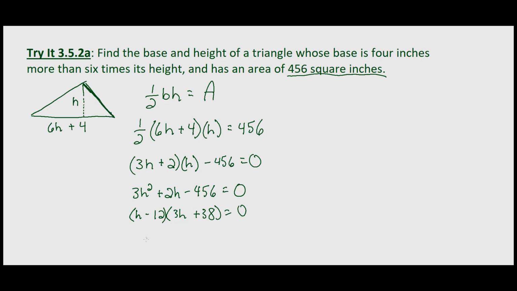So then this is going to give us h equals 12, or h equals negative 38 thirds. Well, we can't have a negative length, so we know that that is an extraneous solution. It's not going to be an option. So that gives us the height of 12.